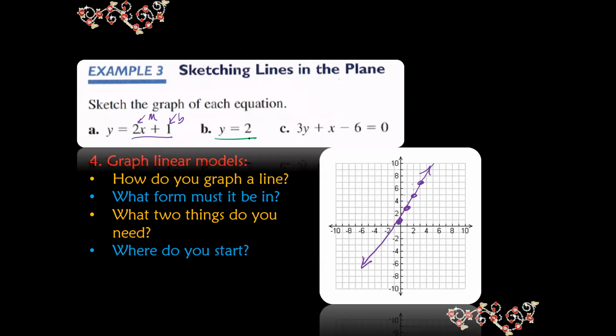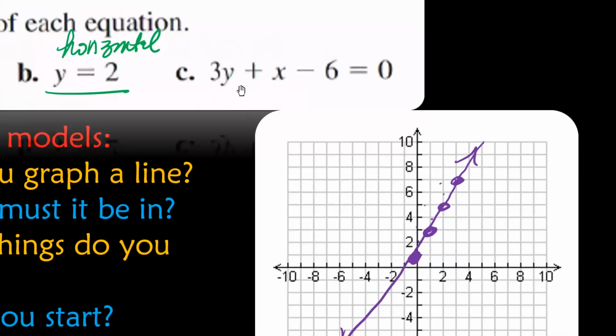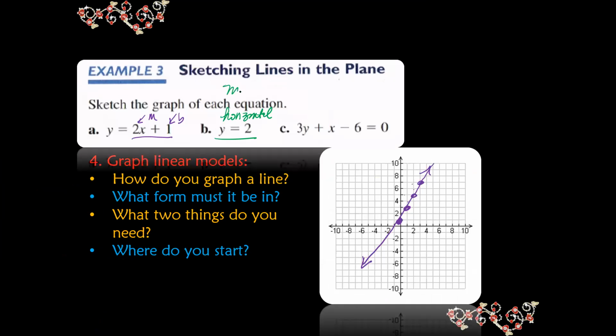Second equation, y equals 2. So this is going to be a horizontal line. And remember we talked about slopes with horizontal lines. Your slope is always going to be 0. So go up 2. Here is my line.